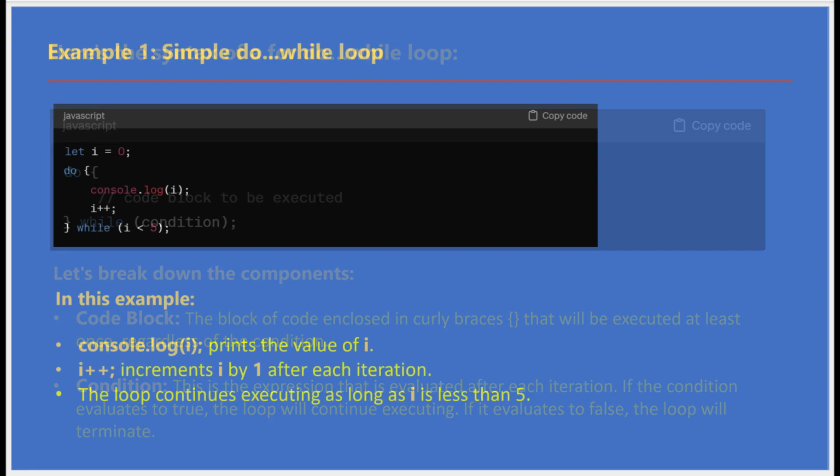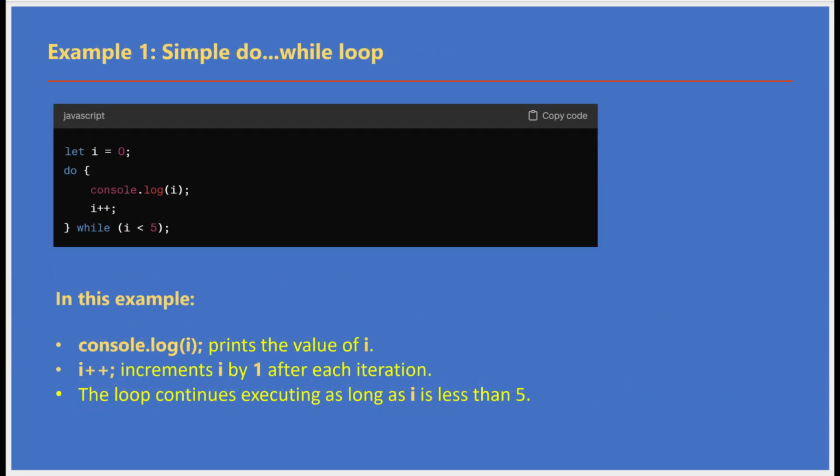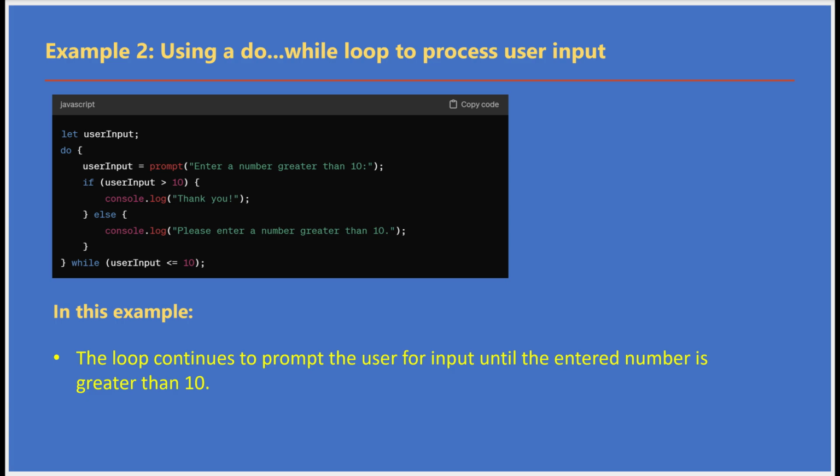Output. Here are some examples to make things crystal clear. In the first example, a simple do-while loop is used. It starts with a variable i set to 0. The loop goes on printing the value of i and incrementing it by 1, as long as i is less than 5. In the second example, a do-while loop processes user input. The loop continues to prompt the user for a number greater than 10. If the user obliges, it thanks the user. If the user doesn't, it asks again.